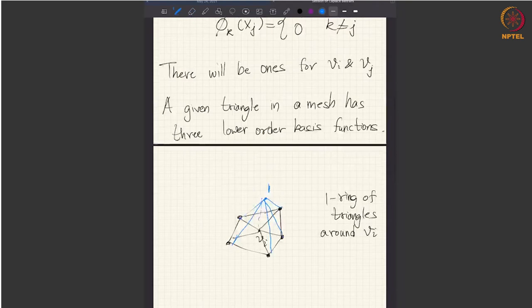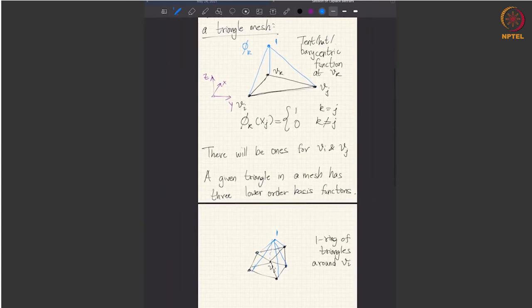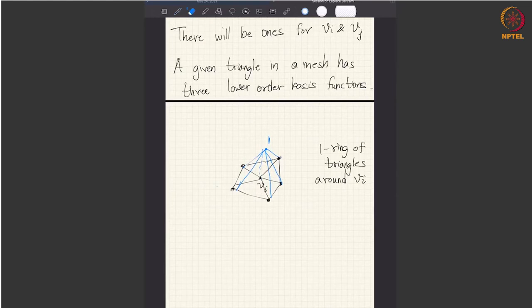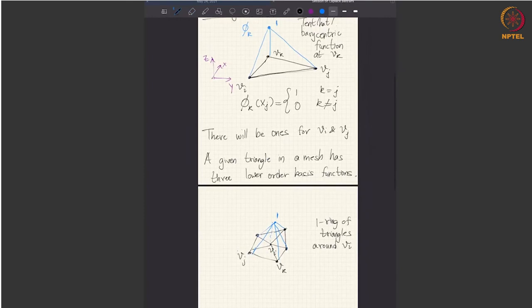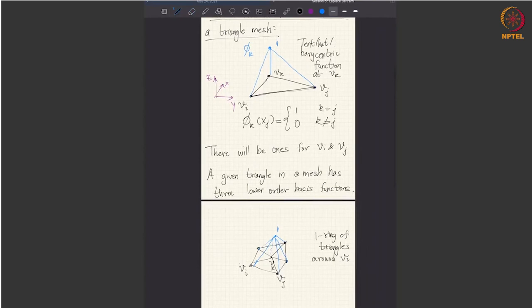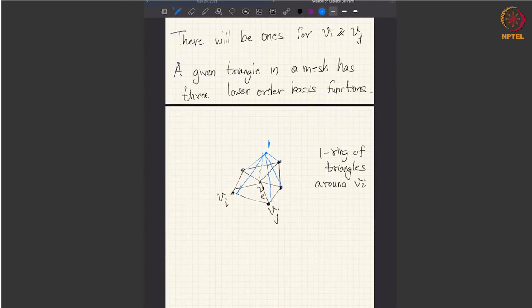Therefore, this basis function I showed you above for the triangle is essentially the restriction of this basis function on a one ring of triangles to a given triangle. So this could be part of this. This is my triangle, vertex Vj and Vk. Maybe I should have done Vk here too. So this is Vi, Vj. So this triangle Vi, Vj, Vk is part of a one ring, and the basis function looks like this dent around these one ring of triangles. This again is V, Vk.